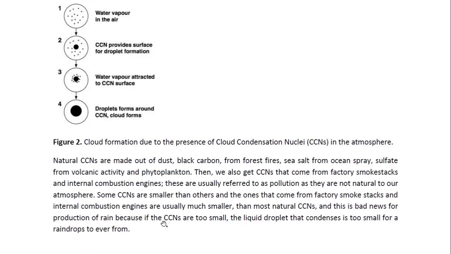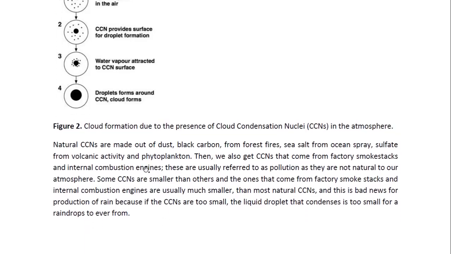Now the problem is that these CCNs are small particles of, say, dust, black carbon, forest fires, sea salt from ocean spray, and sulfate from volcanic activity and phytoplankton. And they have to be a certain size to start off with in order for the right size raindrop to form eventually.